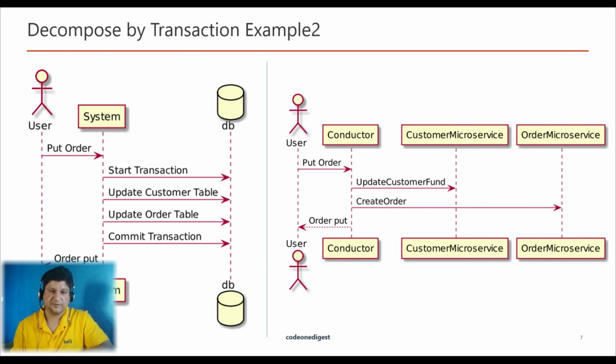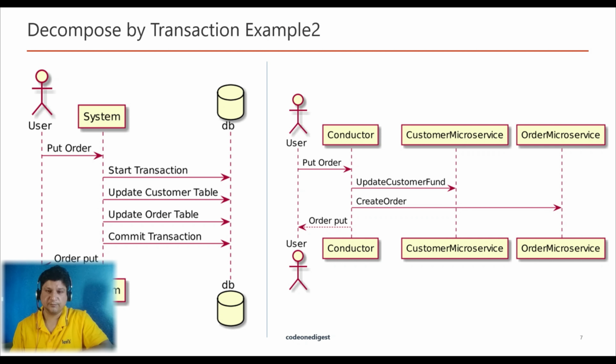In this example, we have a customer order. If a user sends a put order action to a monolithic system, the system will create a local database transaction that works over multiple database tables. If any step fails, the transaction can roll back. This is known as ACID, that is atomicity, consistency, isolation, durability, which is guaranteed by the database system.